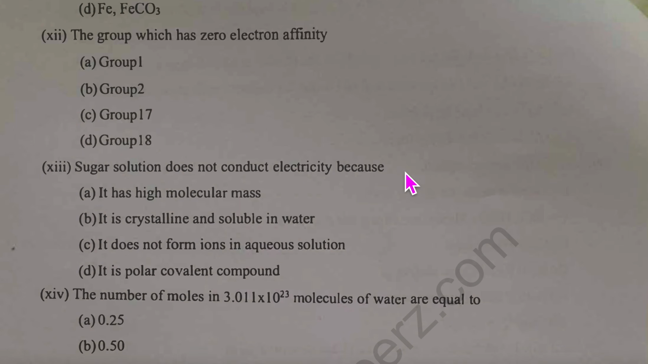The group which has 0 electron affinity will be noble gases, Group 18. Sugar solution, what am I reading? Sugar solution does not conduct electricity, only molecules, does not form ions. It has high molecular mass, no. Crystalline, soluble in water, no. Does not form ions is correct. True. It is D. Not polar covalent compound, option C. So it is C.